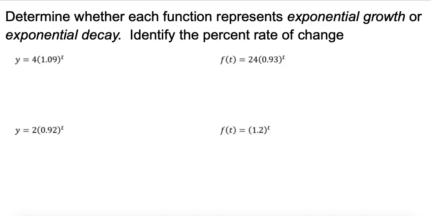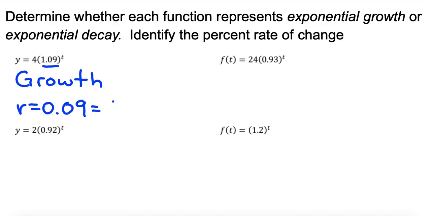So let's start by just deciding if these are growth or decay. And then to find that rate of change, remember it's how far away it is from 1. So if it's bigger than 1, we've got growth, smaller than 1, decay, and we just see what that difference is. So this first one, we have 1.09. That is bigger than 1, so it's definitely growth. How much bigger than 1 is it? Well, it's that 0.09. So r is 0.09, which is 9%, because they want it as a percent.